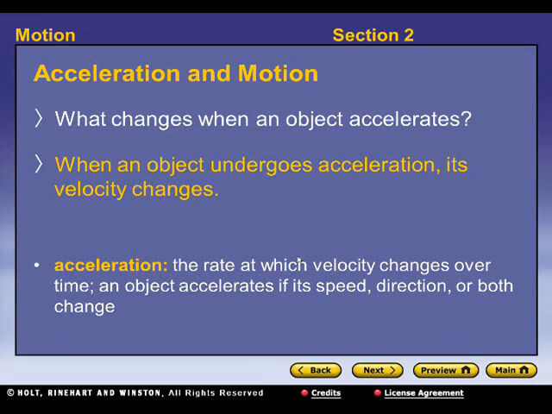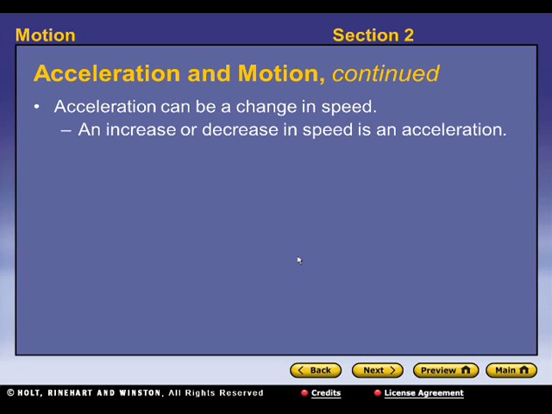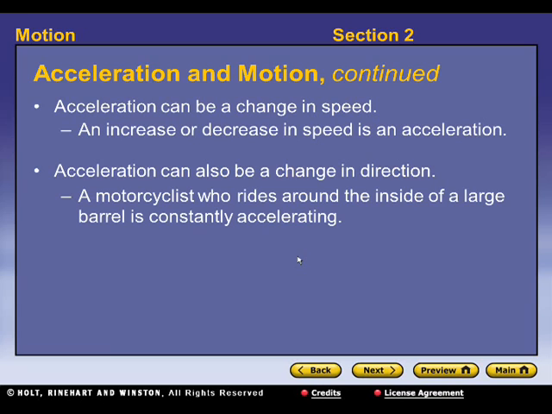And you see here, an object accelerates if its speed, direction, or both of those change. So it could be just its speed changing, it could be just its direction changing, or both could change. Any one of those three things is what constitutes acceleration. So acceleration can be a change in speed, an increase or decrease in speed. It can be a change in direction.